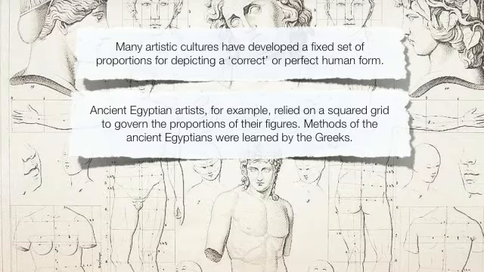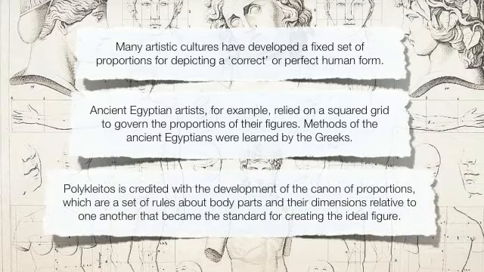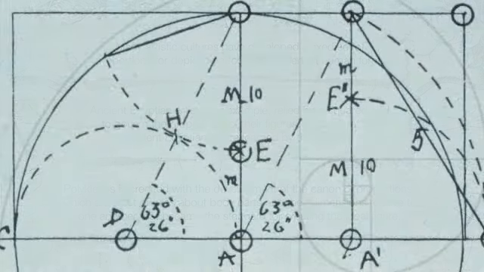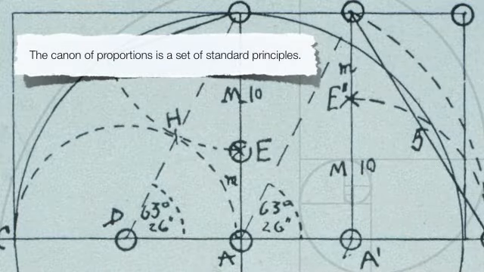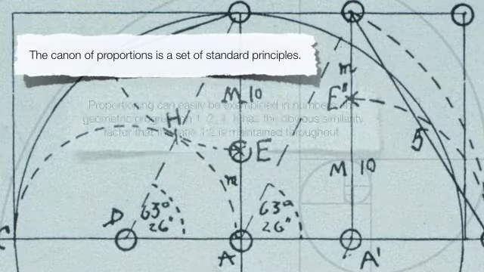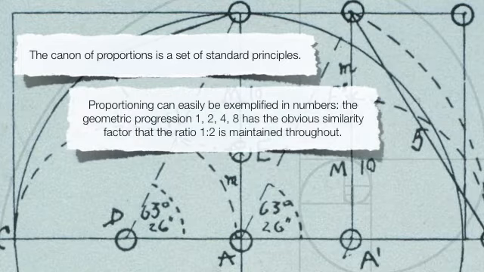Methods of the ancient Egyptians were learnt by the Greeks. Polycletus is credited with the development of the canon of proportions, which are a set of rules about body parts and their dimensions relative to one another that became the standard for creating the ideal figure. The canon of proportions is a set of standard principles. Proportioning can easily be exemplified in numbers. The geometric progression 1, 2, 4, and 8 have the obvious similarity factor that the ratio 1 to 2 is maintained throughout.